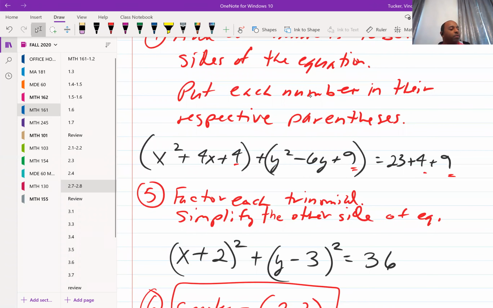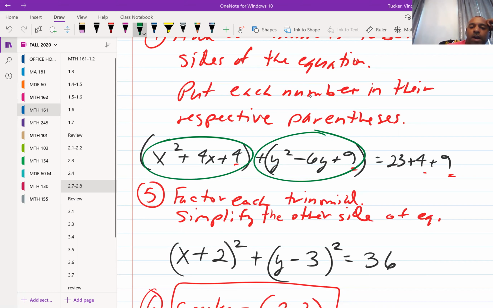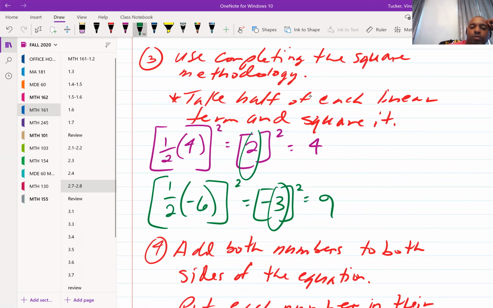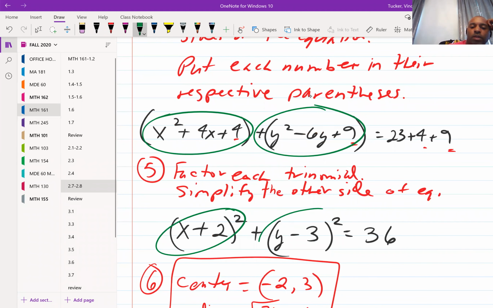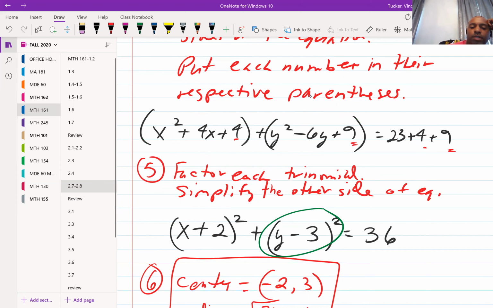So factor each trinomial and then simplify the other side of the equation. Don't forget, when we did completing the square, when it goes to factoring, whatever half your B term was, that's what goes in your factorization. So that's why you have x plus 2, y minus 3. When you factor these, that's what should occur: x plus 2 squared, y minus 3 squared. And then over here, 23 plus 4 plus 9 will give you 36. All right. Questions on step 5?